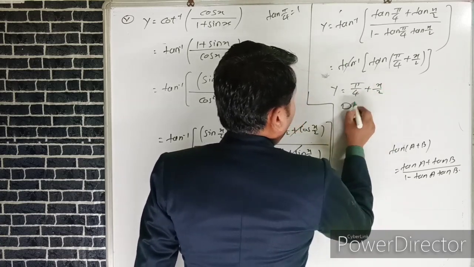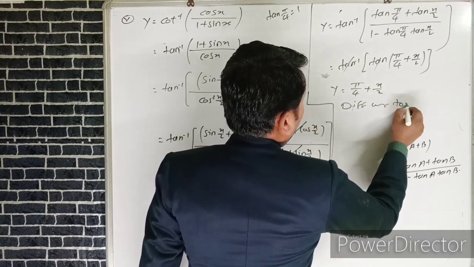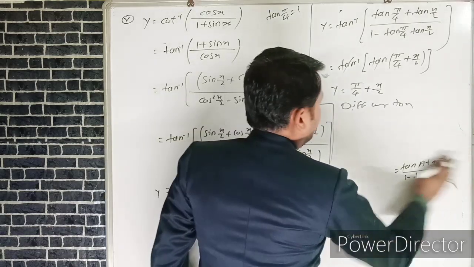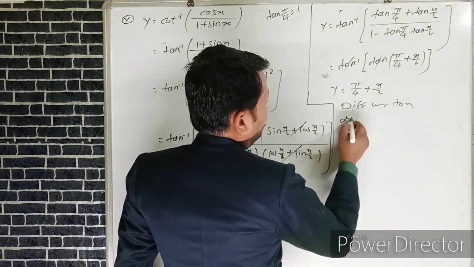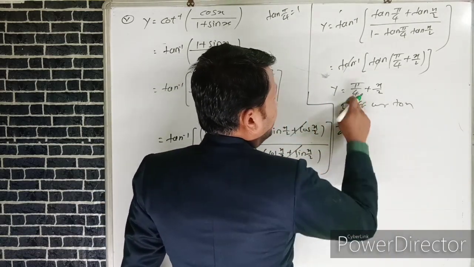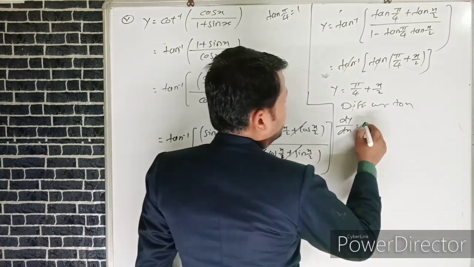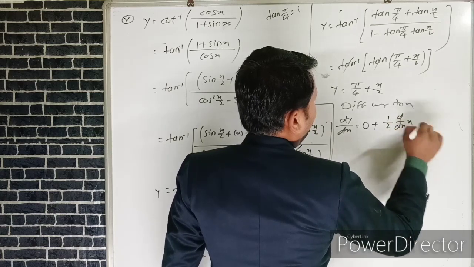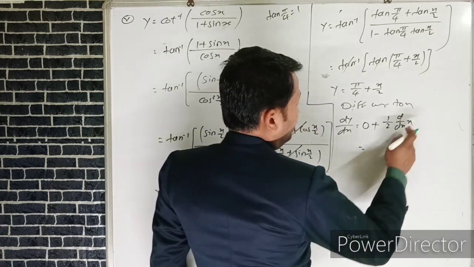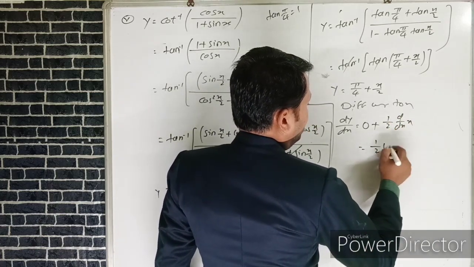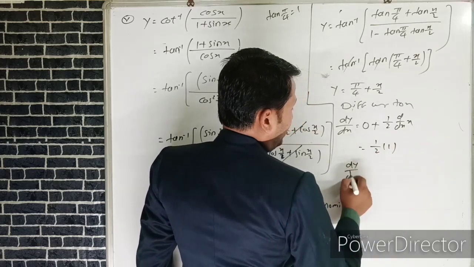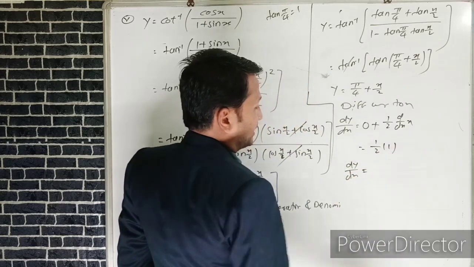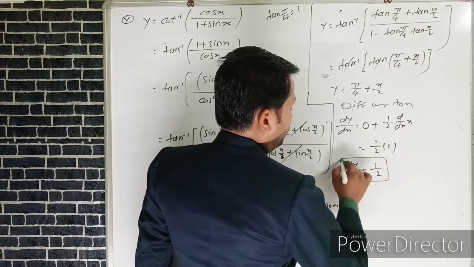If we differentiate the given function with respect to x, then we can write the derivative of y, which is dy upon dx. The derivative of pi by 4, which is a constant function, is 0, plus here 1 by 2 is constant, and we can take the derivative of x. You know that the derivative of x is 1. Here 1 by 2 into 1, it means that the required derivative of y, which is dy by dx, is 1 by 2.